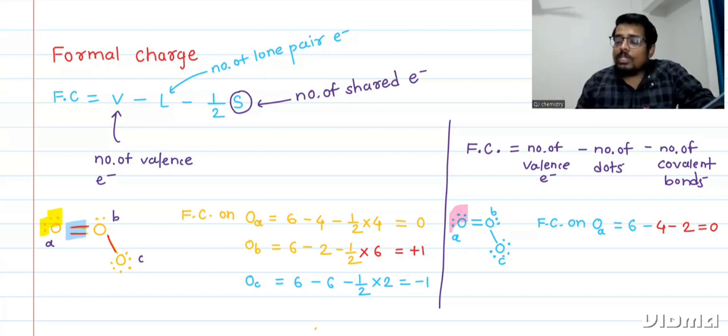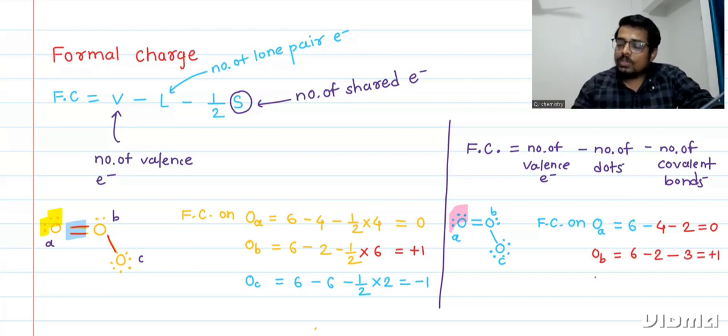Similarly, the formal charge on oxygen B. The number of electrons in the valence shell of oxygen B is 6, minus the number of dots, which is 2, and minus how many covalent bonds are associated with oxygen B. The total covalent bonds is 3. So the formal charge is equal to plus 1.